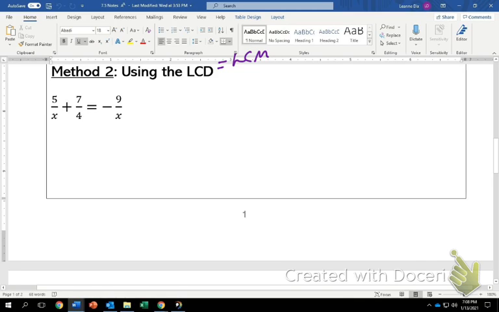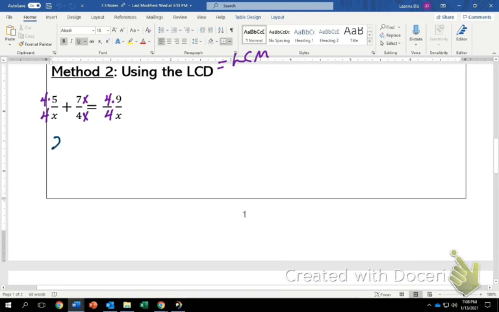So I need to make my fractions have the same denominator in order to combine them. So I'm going to multiply my first fraction by 4. I do the bottom, I do the top. I do the same thing with that last fraction because it's also missing the 4. And in the center, I don't have the x.